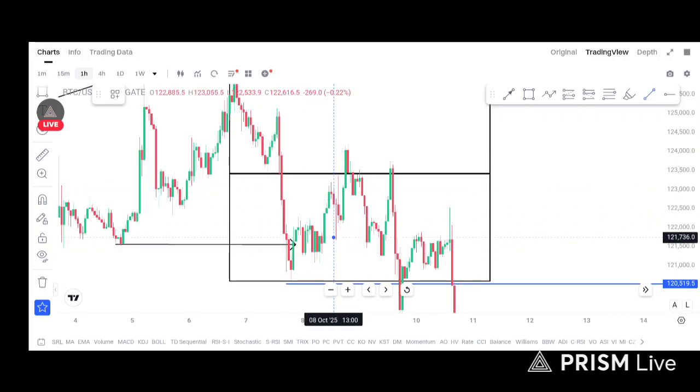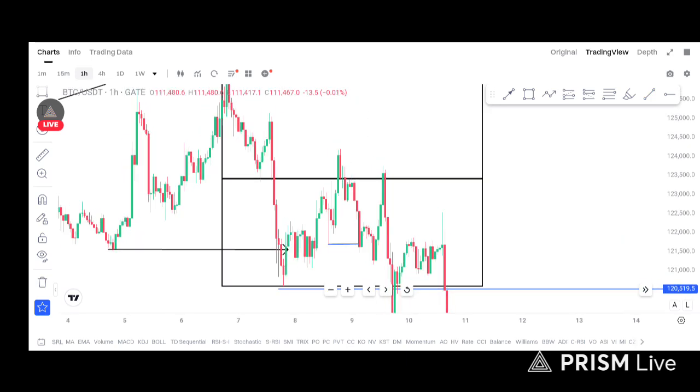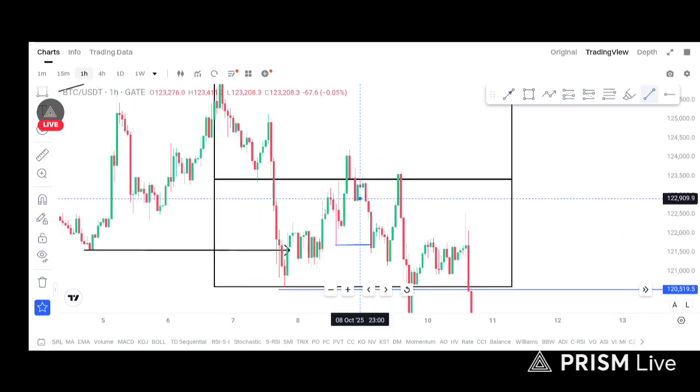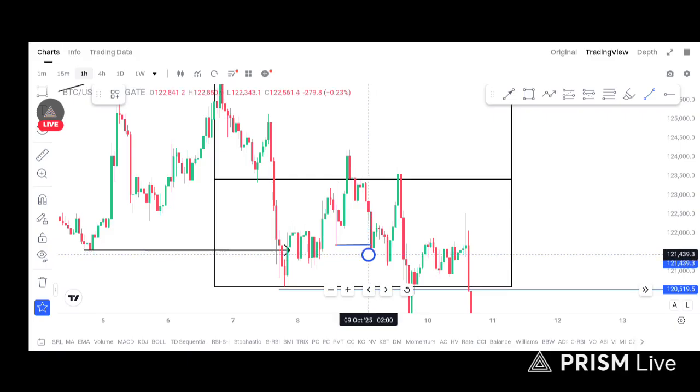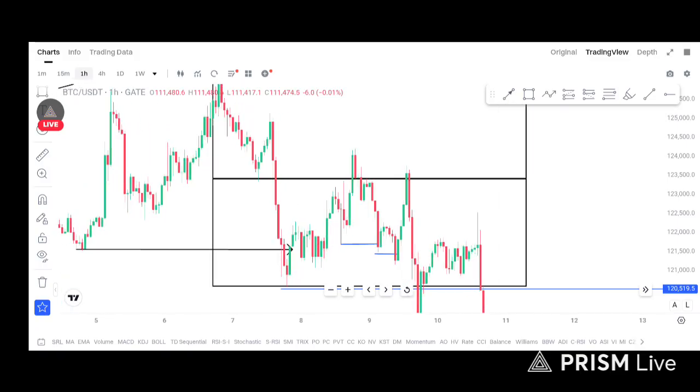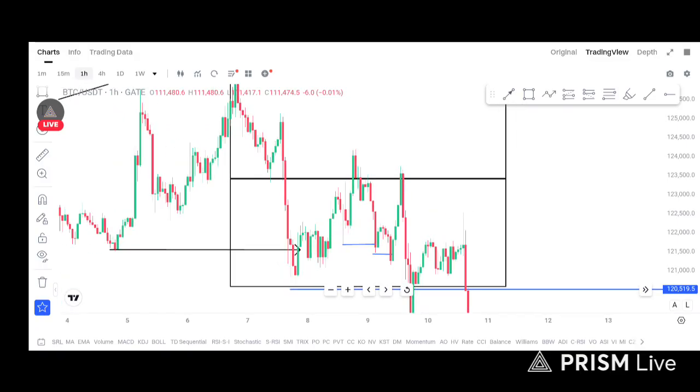So we had our break of structure here, right? We had our break of structure here. Once we had our break of structure there, we had a second break of structure, confirming that this trend has changed, right? Perfect. So now what do you look out for? Entry models, right? We now look out for entry models.